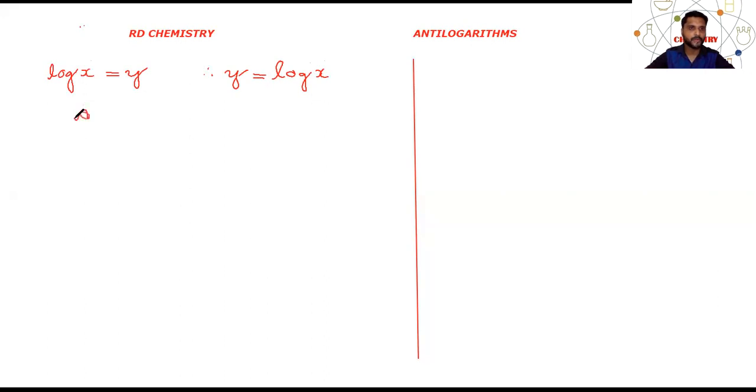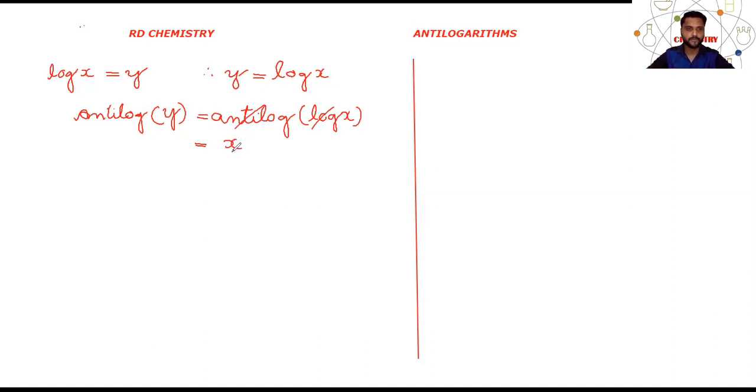Suppose I want anti-log of y, which can be written as anti-log of y is equivalent to log x. Therefore, anti-log and log get cancelled. Therefore, answer is equal to x.